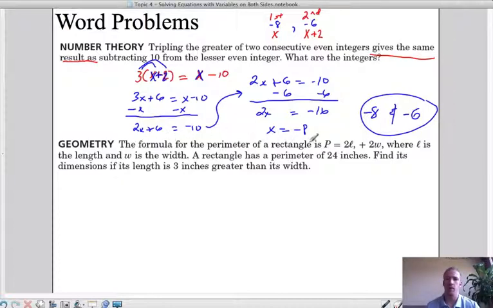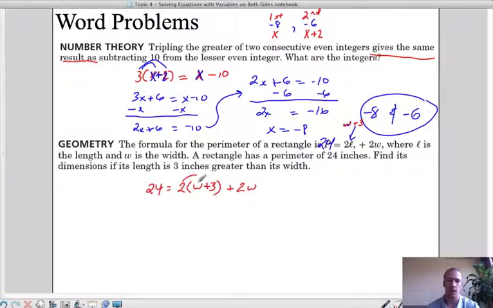The formula for a perimeter of a rectangle is this, where L is length and W is the width. A rectangle has a perimeter of 24. So the perimeter is equal to 24, where L is the length, find its dimensions if the length is 3 inches greater than the width. Alright, so that means the length is 3 inches bigger than the width. So that's going to be W plus 3. So we have 24 equals 2 times W plus 3 plus 2W.